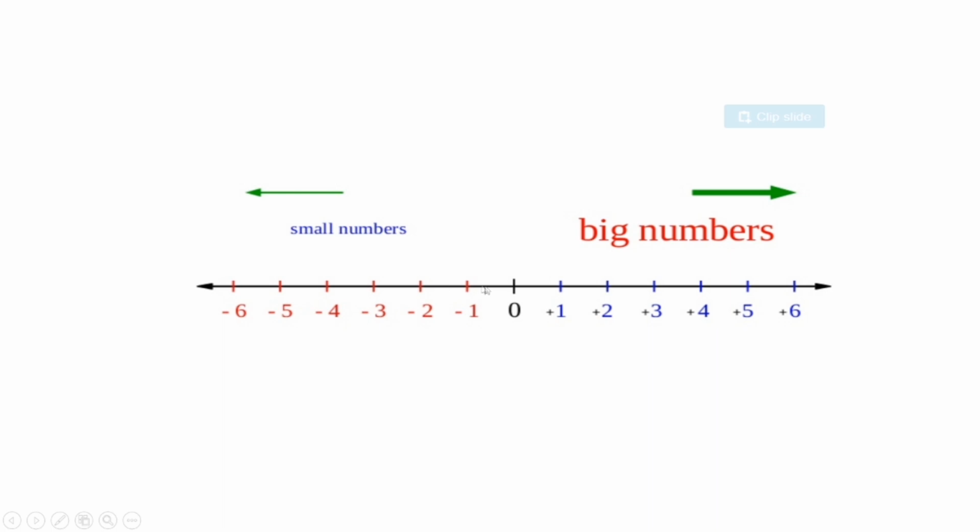Here we can see on the number line, all the negative numbers lie towards the left side and all the positive numbers lie towards the right side of the number line. So all the numbers on the left side are small numbers and those lying towards the right side are bigger numbers. So we can conclude that all the negative numbers are less than 0 and positive numbers.